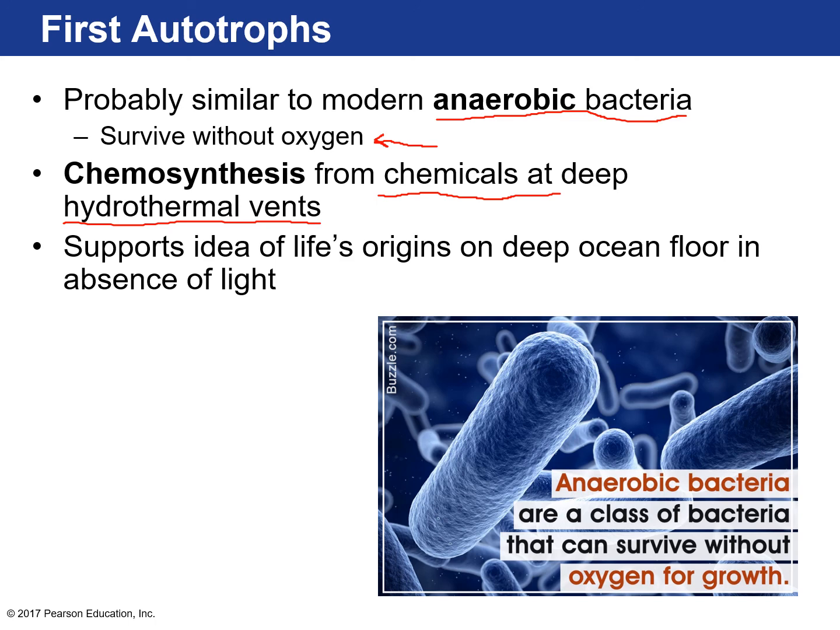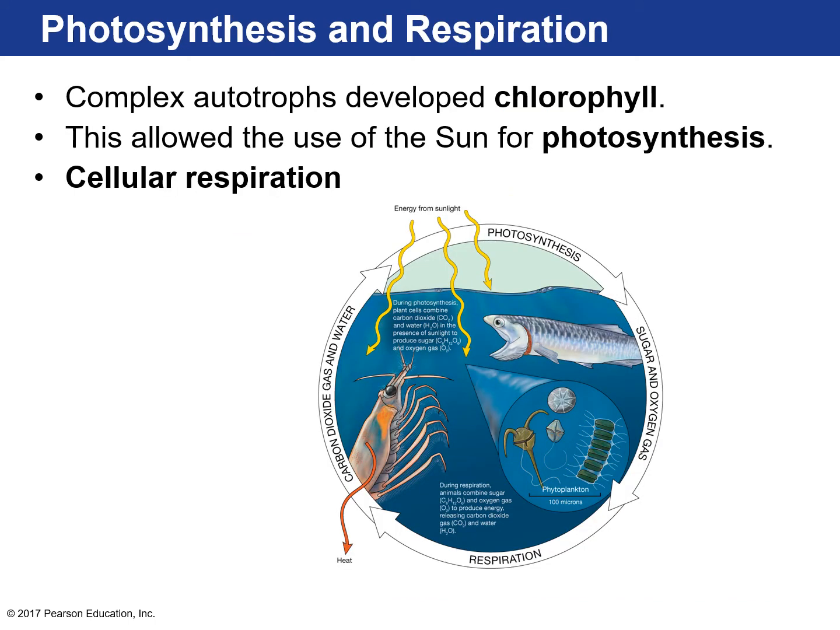And they actually use chemicals from volcanic or hydrothermal vents to create sugars to manufacture their own food. So once we discovered this, by the way, which we only discovered these organisms in the 1970s, that supported the idea that perhaps the origin of life on Earth was through these anaerobic bacteria in these hydrothermal vents at the bottom of oceans, because that's a likely environment that would have existed 4 billion years ago. So those are the first autotrophs.